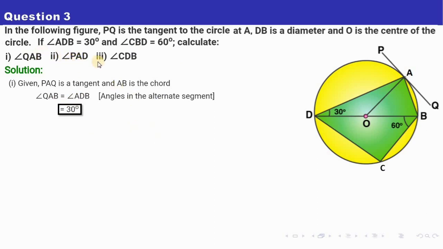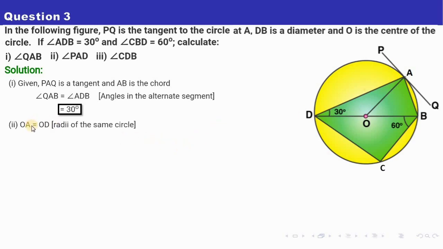So the next question is PAD. So let's see where PAD is. Basically we have to find this angle here. Now if you see carefully, this is the tangent and this line is the radius. They will be perpendicular to each other. That means this full angle is going to be 90 degrees. So if we are able to find this angle, that is OAD, and subtract it from 90 degrees, then I'll get this angle, isn't it? So that's what I'm going to do here.